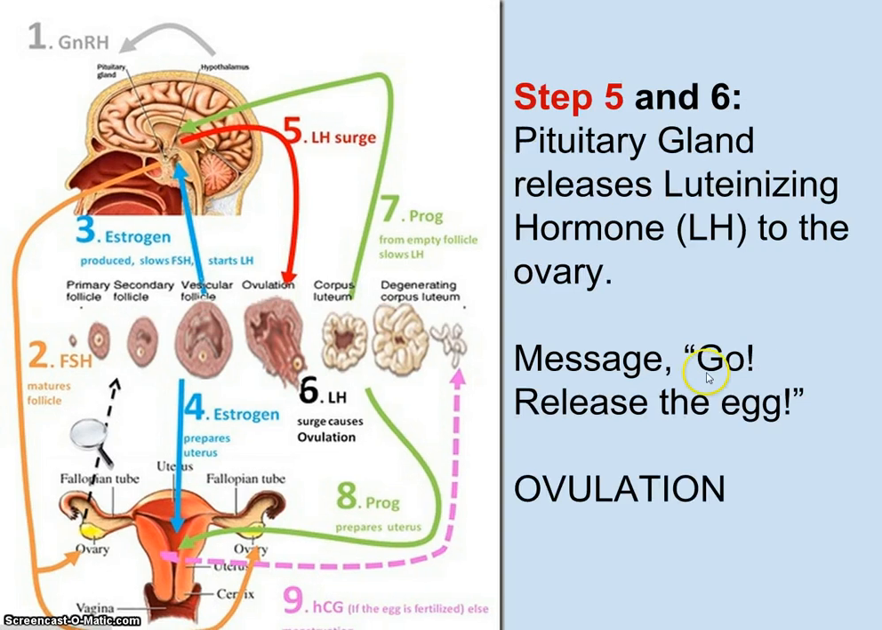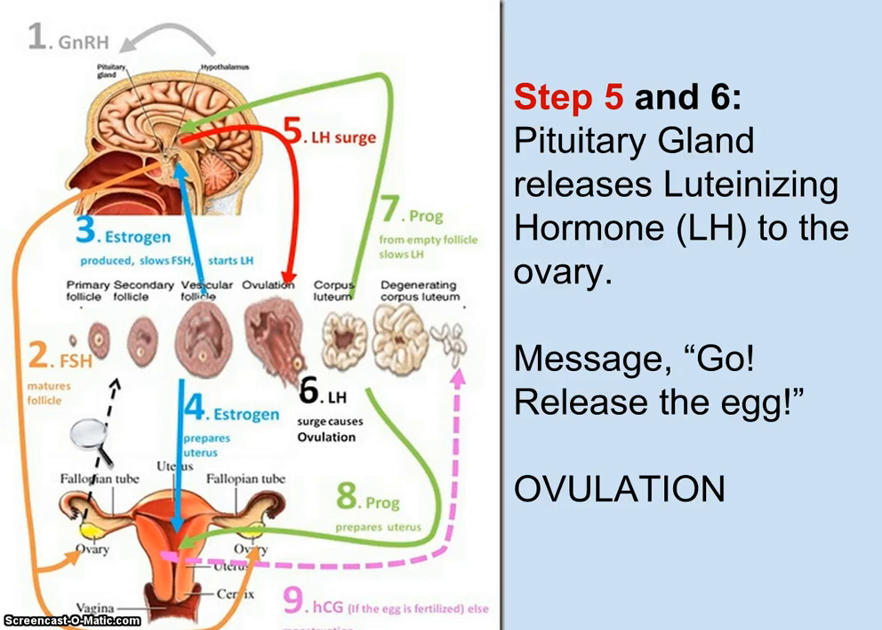The pituitary gland gets the message, it gets the estrogen, and it says, oh, I need to make some luteinizing hormone, so let me do that. So this is luteinizing hormone, or LH, and the luteinizing hormone gets made and goes back to the ovary. And the message here to the ovary from the pituitary gland in this ovary, either one of these ovaries, is go. Release the egg. It's time.